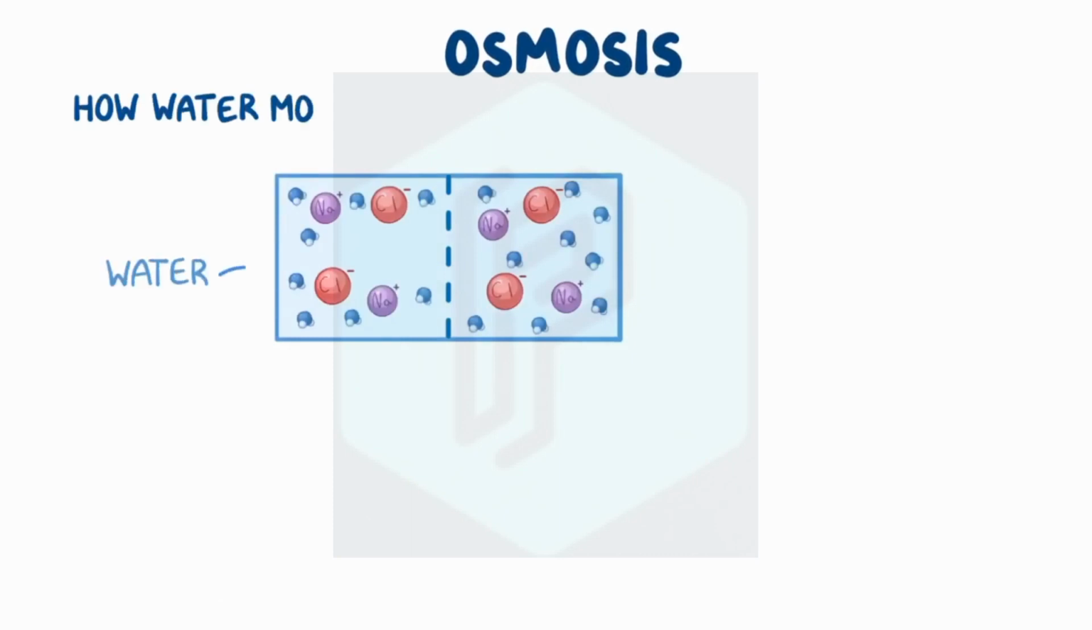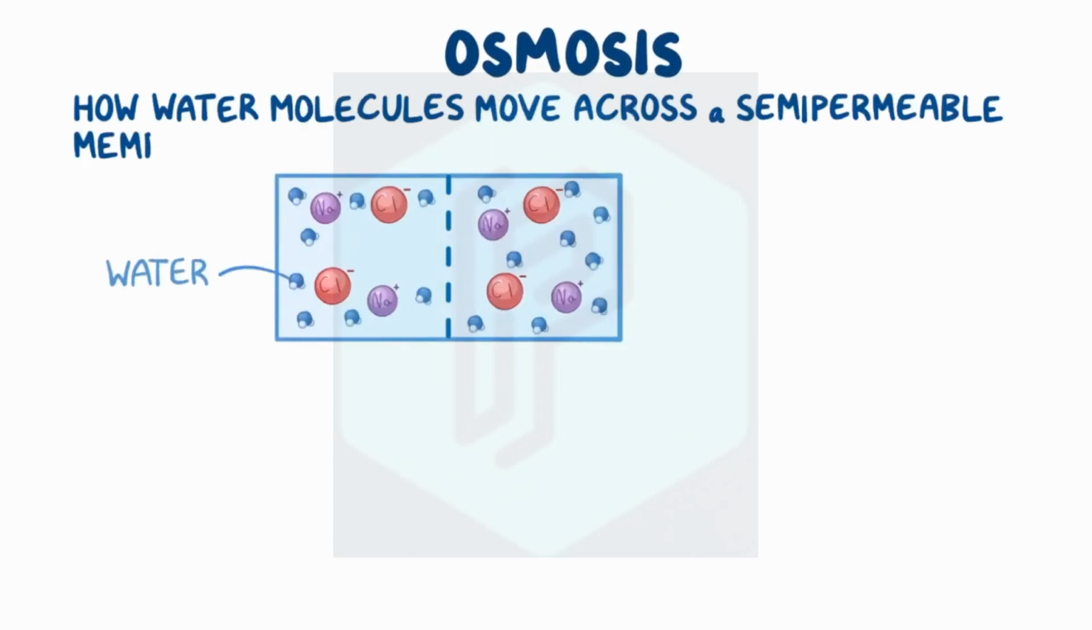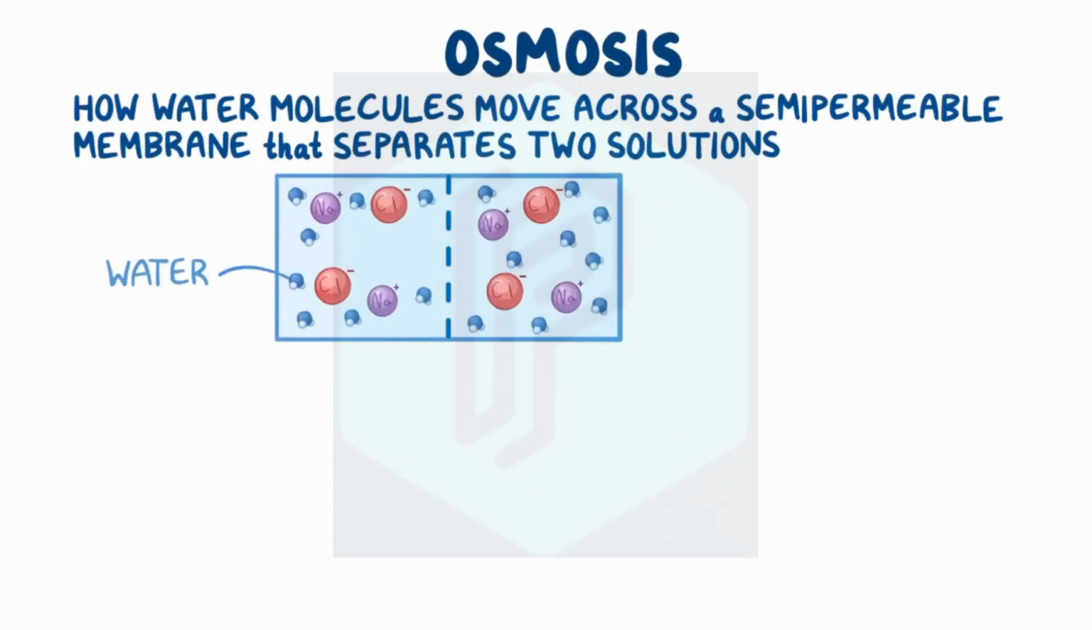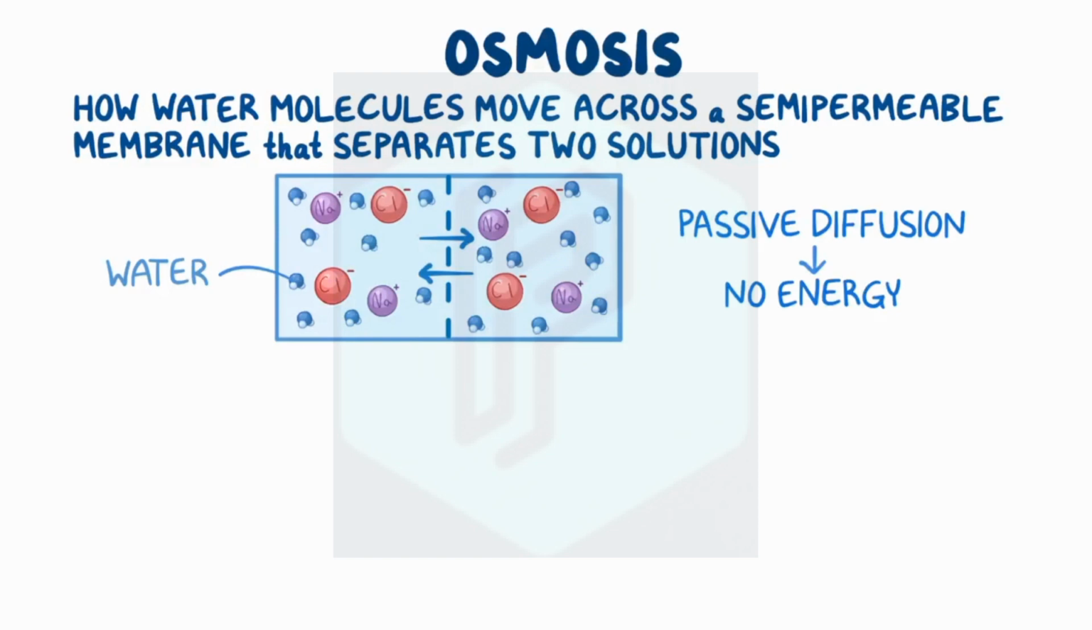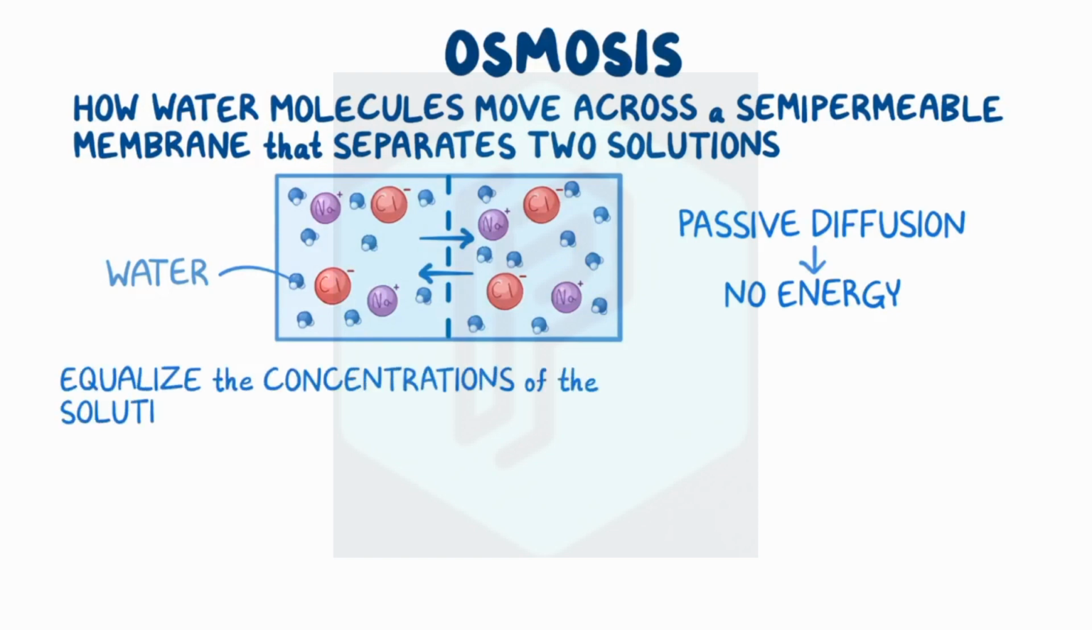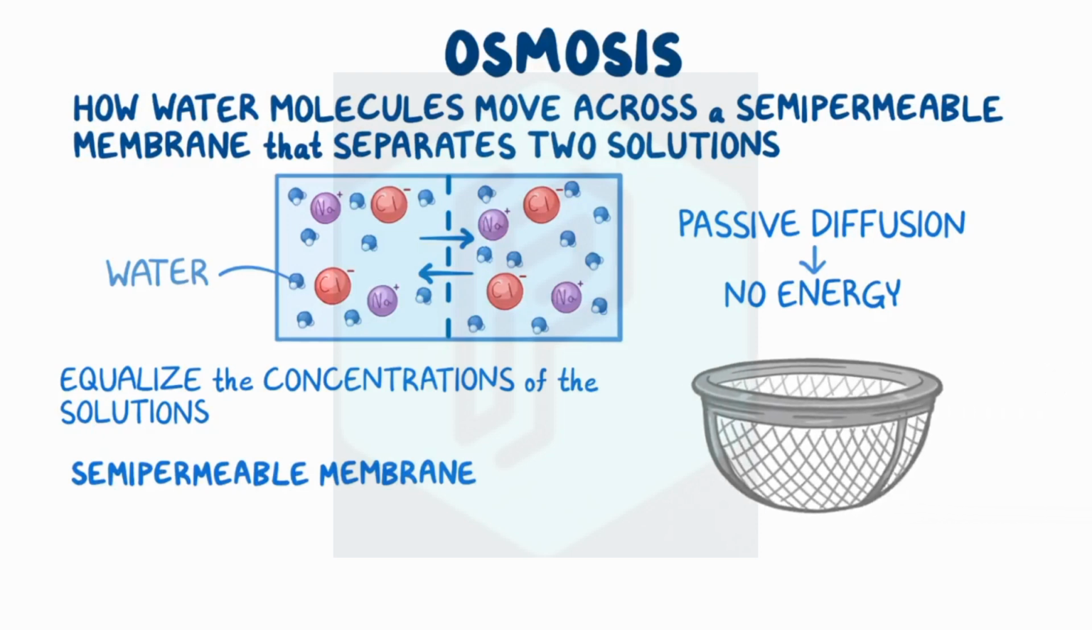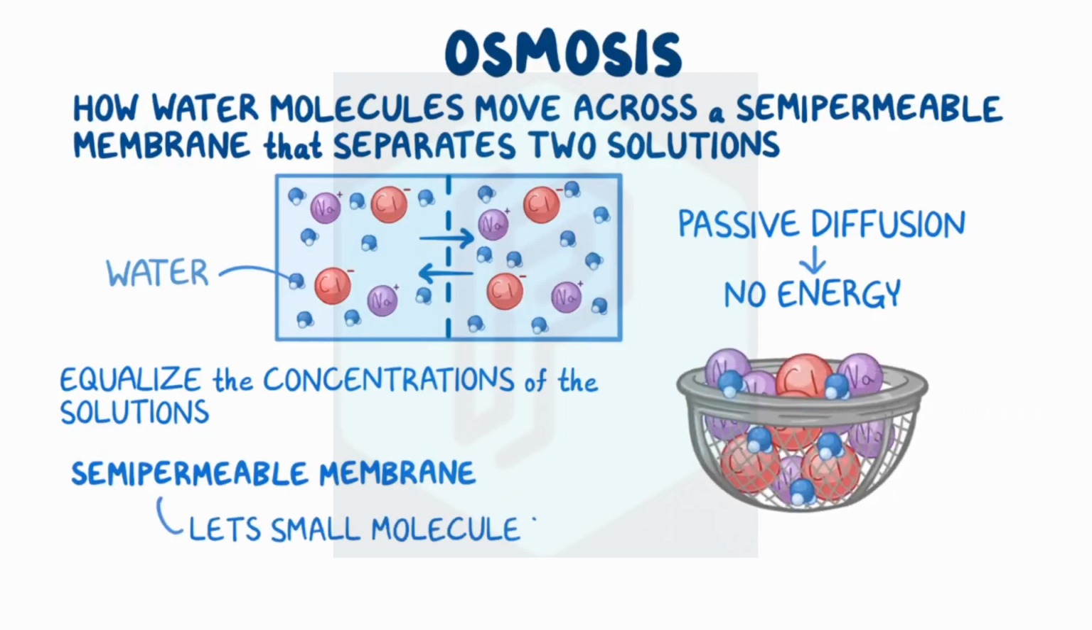Osmosis is how water molecules move across a semi-permeable membrane that separates two solutions. It can be thought of as a passive diffusion of water, and it requires no energy. When water molecules move like this, they end up equalizing the concentrations of the solutions on either side of the membrane. This is possible because a semi-permeable membrane, like the cell membrane for example, is kind of like a sieve with pores that let small molecules like water across, but not larger molecules or ions like sodium and chloride.